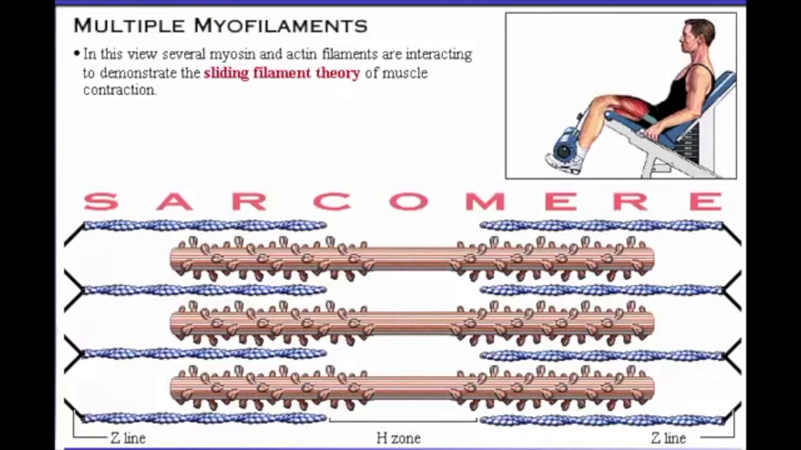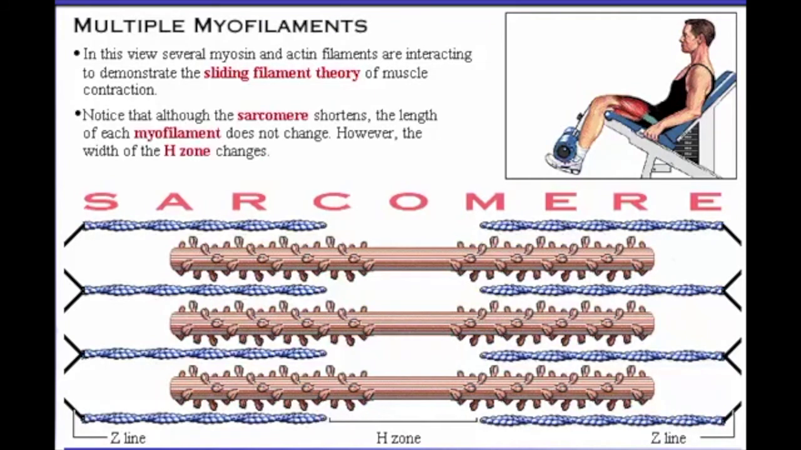In this view, several myosin and actin filaments are interacting to demonstrate the sliding filament theory of muscle contraction. Notice that although the sarcomere shortens, the length of each myofilament does not change. However, watch as the width of the H zone changes.